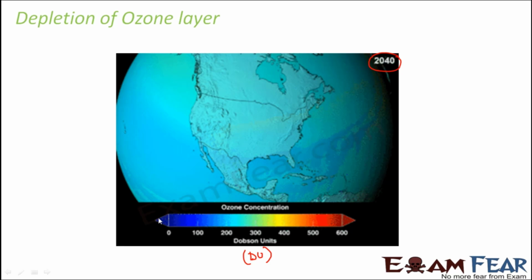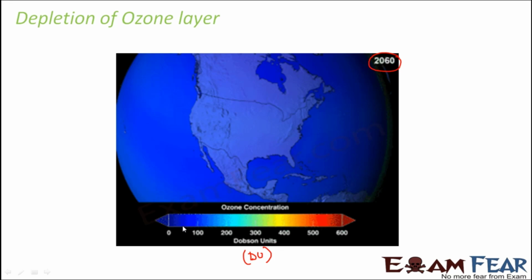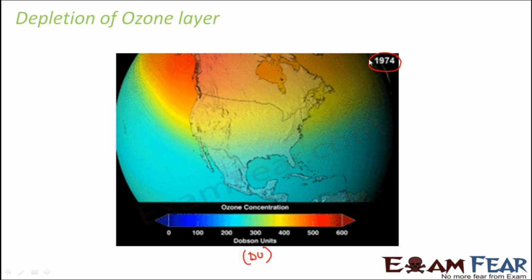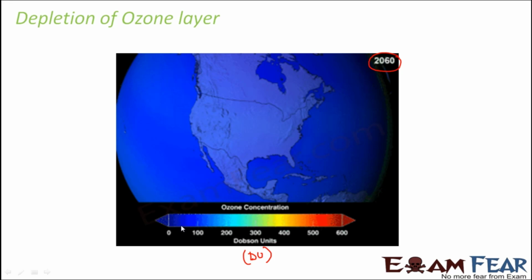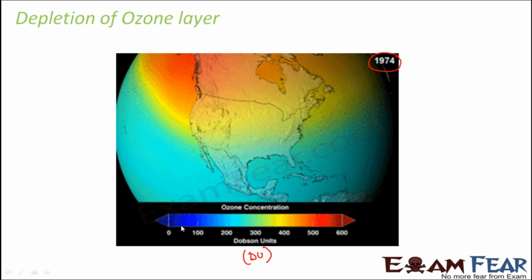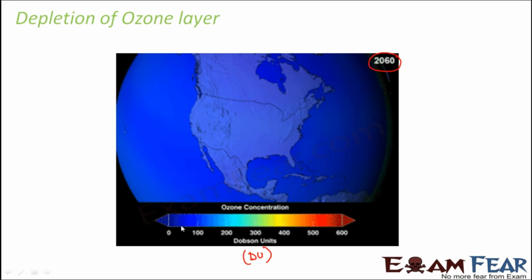So towards the blue color means the concentration is gradually decreasing. You see by 2040 or by 2060 it is completely blue. So the ozone concentration has dropped significantly, whereas in 1974 it was almost towards the red side. So the concentration was so much, and gradually with time it is continuously decreasing. By 2060 you can imagine what would be the situation. There will almost be no ozone layer, so we are all open to ultraviolet radiation. So the number of deaths would also increase, the number of diseases would also increase. This is a very serious threat, and we should definitely take a step to stop the usage of chlorofluorocarbons.